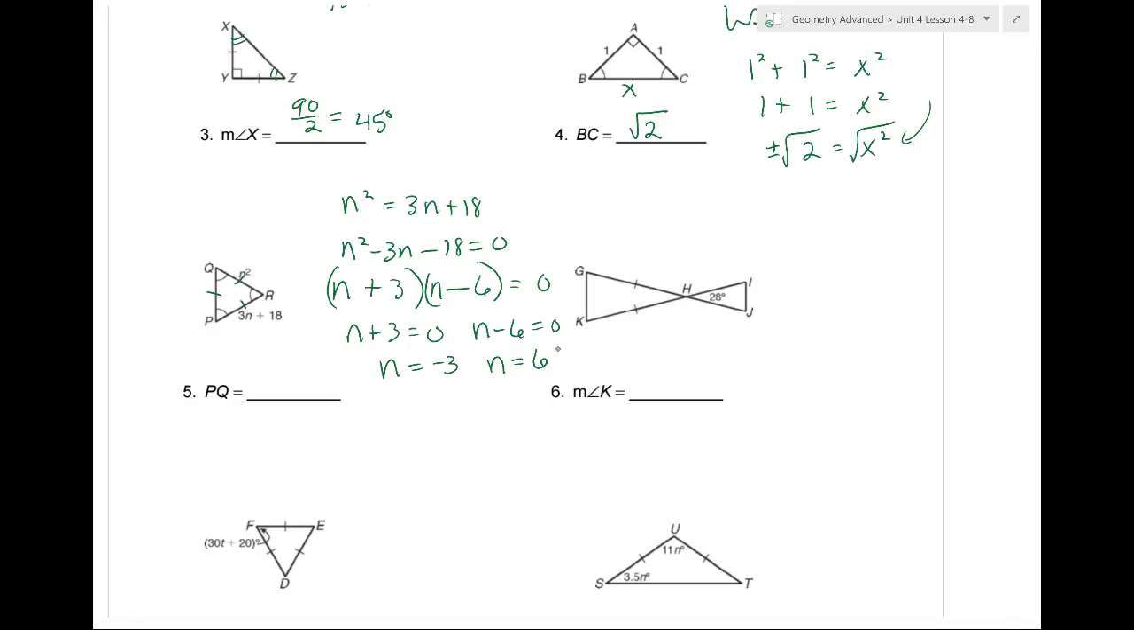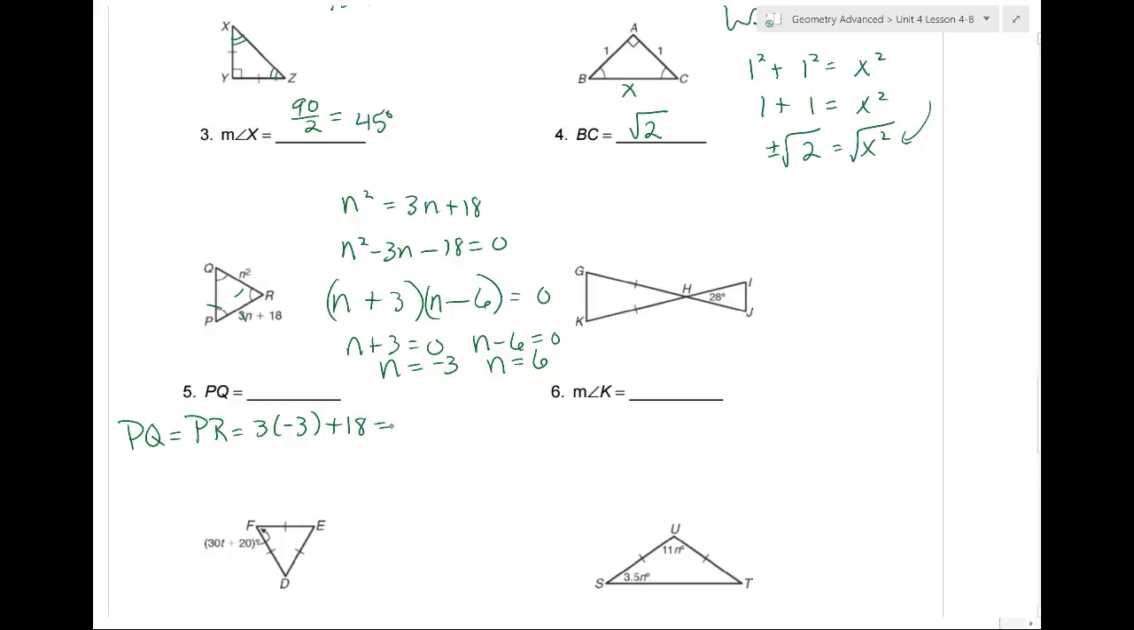Now, the cool thing is, n squared, we know, is going to come out positive. So I'm not going to actually use that one to check. I'm actually going to use segment PR's length to do that. So you could literally say, okay, segment PR, which, by the way, is equal to what? PQ. So I'm really doing two things at one time, which makes life so much nicer. So if I go 3 times negative 3 plus 18, what do you get?